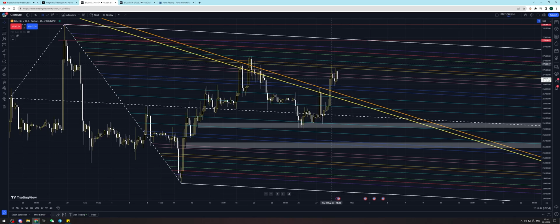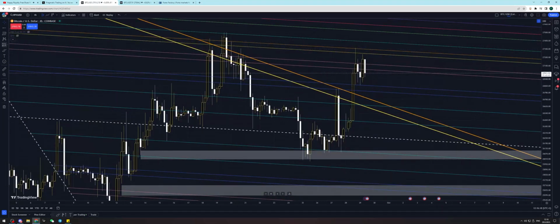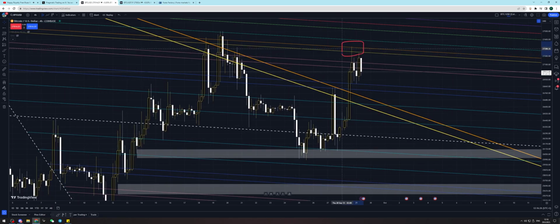So beside all the things here, what did we have? Well, guys, this is the golden pocket, the yellow and orange line, and look where we rejected from. Exactly from the 0.65 level. You can see it here. Isn't that interesting? Yeah.